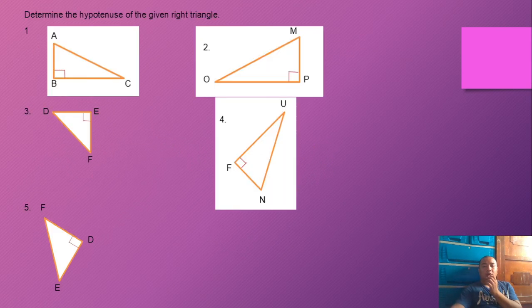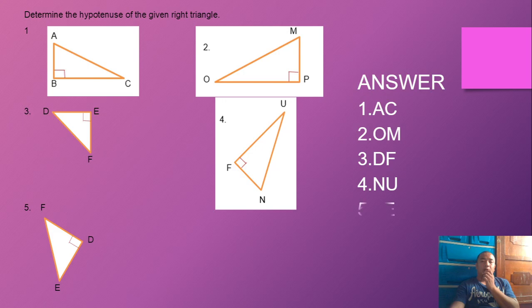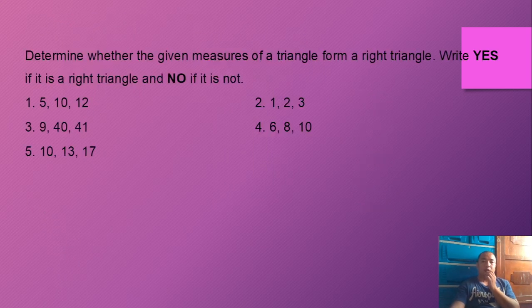Let's now proceed to exercises. Determine the hypotenuse of the given right triangle. Okay, very easy. For number 1, what's the hypotenuse? Segment AC. Number 2, segment OM. For number 3, segment DF. Number 4, NU. And for number 5, FE. Okay, the hypotenuse is the longest side of a right triangle.